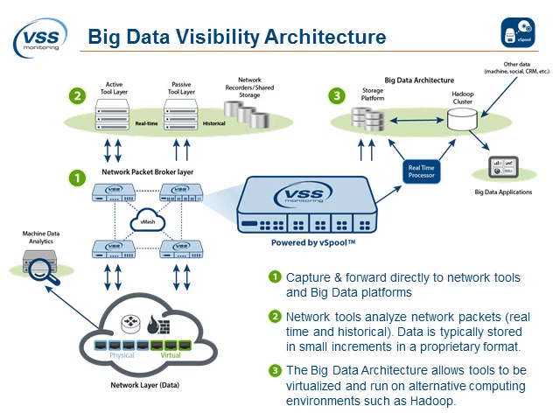So at step one, we do the thing we do today, but also forward to big data platforms. Step two is the functionality that's been there for some time, forwarding off to network tools as a stream of packets. But step three, the big data architecture allows tools to be virtualized and to run on top of other systems, on generic servers, on virtual hosts, accessing a data store across multiple applications.